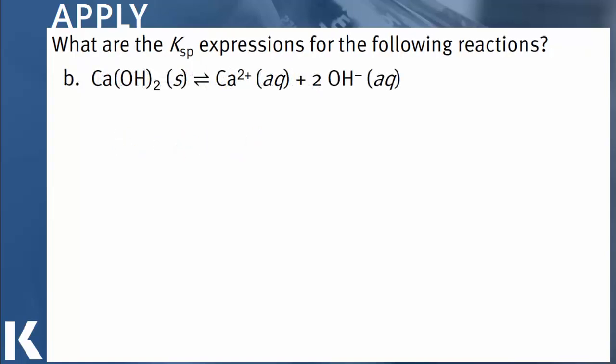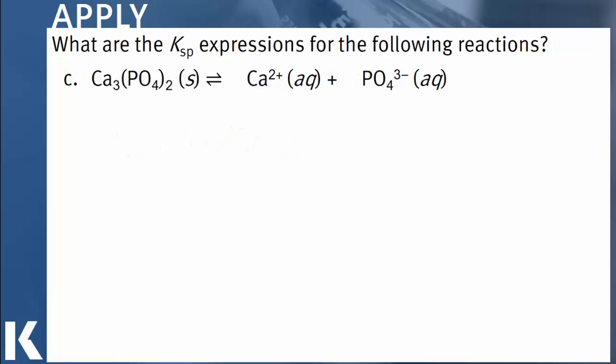Part B asks for the KSP expression of calcium hydroxide. For every 1 molecule of calcium hydroxide, 1 molecule of calcium ion and 2 molecules of hydroxide ions are produced. The KSP expression equals the concentration of the calcium ion multiplied by the concentration of the hydroxide ion to the second power to reflect the stoichiometric coefficient in front of the hydroxide.